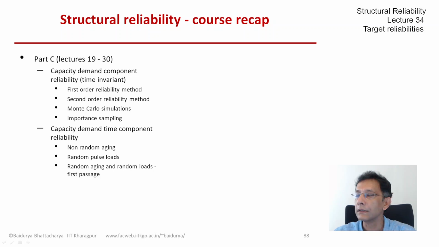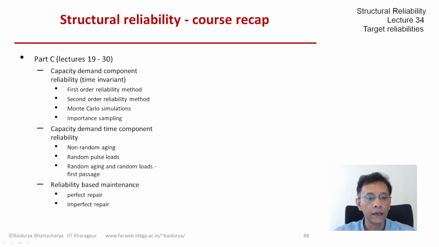Then we brought in the time aspect, and we first looked at components that age or loads that change with time but in a non-random manner, and then we introduced first randomness in the loads as a pulse process with identically distributed load magnitudes, and then pulses that occur randomly in time according to a Poisson process, and then we allowed both the strength and the load to vary randomly in time, and under certain assumptions we looked at that first passage problem.